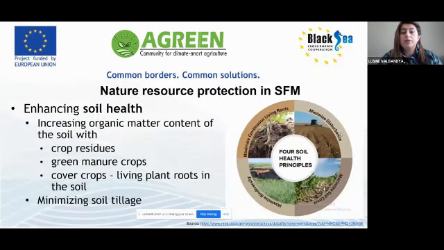Another not less important issue is the enhancing of soil health. The most important component of a sustainable agroecosystem is healthy soil, which provides a healthy growing environment for the plants to grow in and to feed the planet. A healthy soil is the basis of everything we eat.